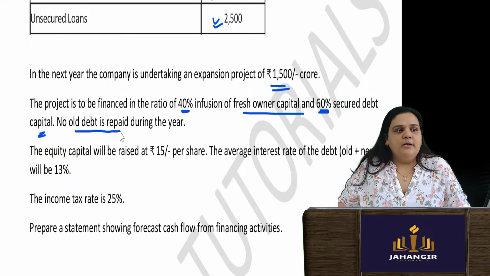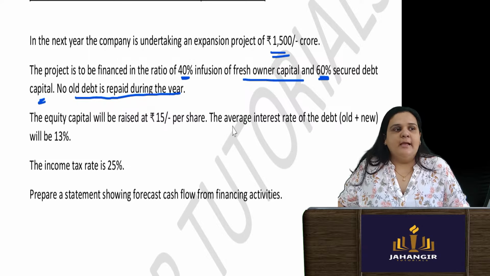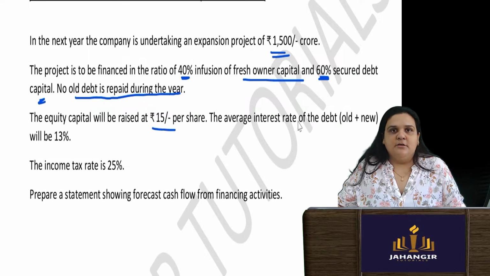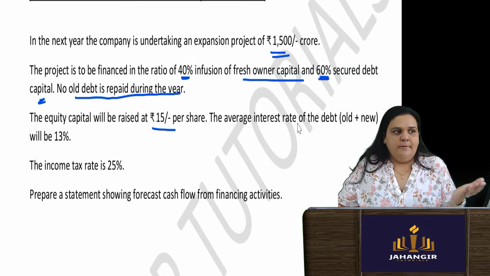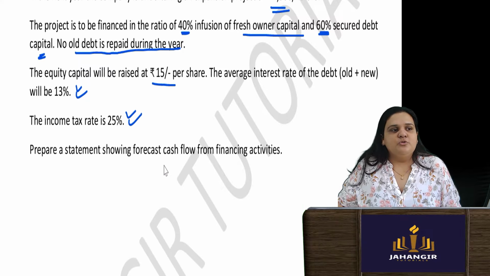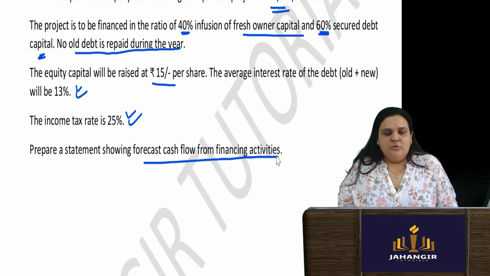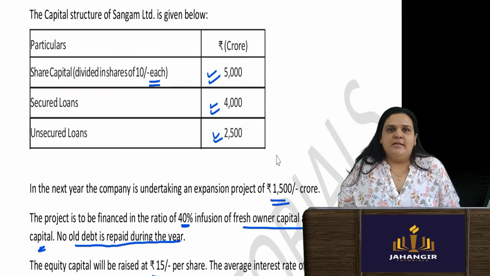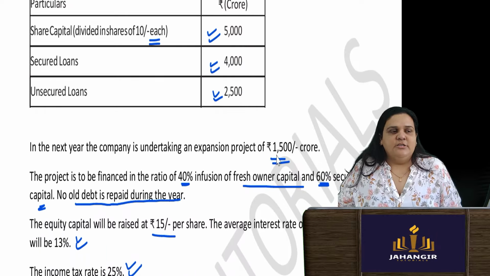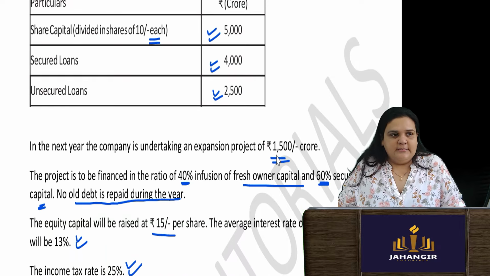And the old debts are not repaid during the year. Equity capital will be raised at rupees 15 per share and average interest on the debt, your old debt plus your new debt, will now become 13%. Your tax rate is 25%. You are supposed to show the forecast of cash flow from financial activities. So easy, everything related to financial activities only they have given. Share capital, secured loans, unsecured loan, everything is relating to your finance.